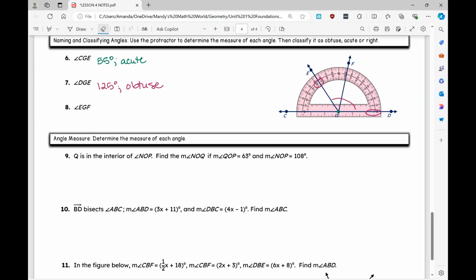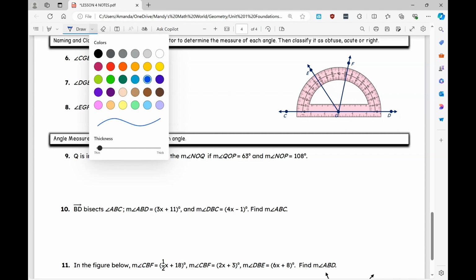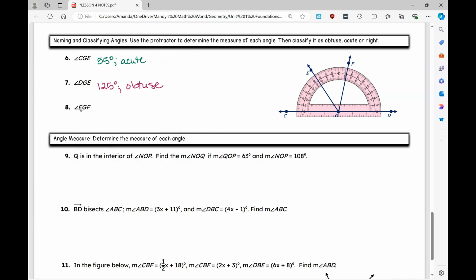Let's move on to number 8. I'm going to use a different color here. Number 8 says angle EGF. Well, each of those rays, ray GE and ray GF, neither of those rays lie on that bottom line. So what we're going to do is, for ray GE, I'm going to use the outside numbers for both of these rays. Ray GE lies between 50 and 60, right at 55 degrees.